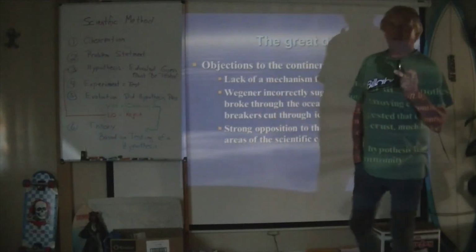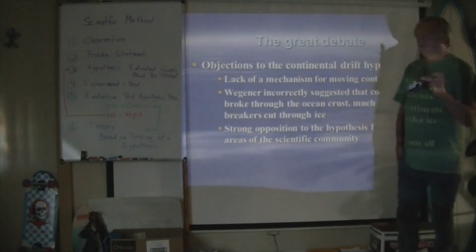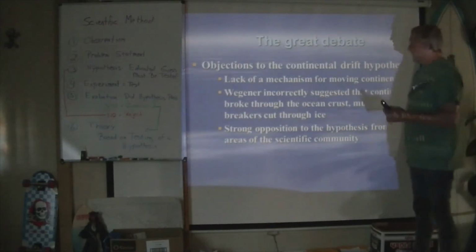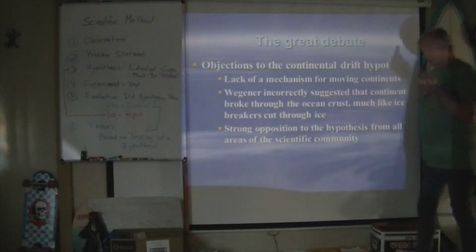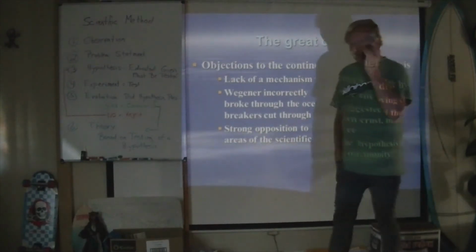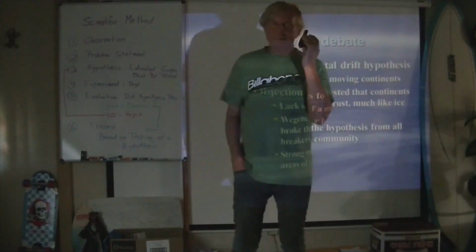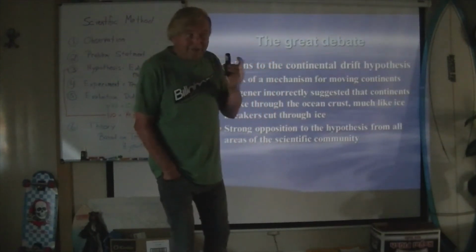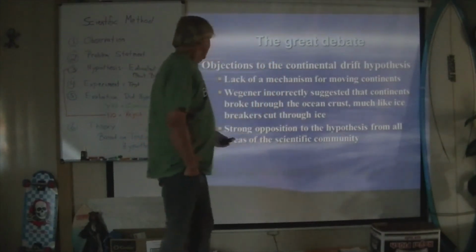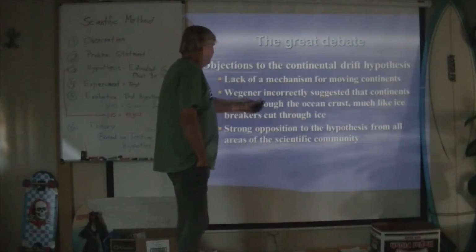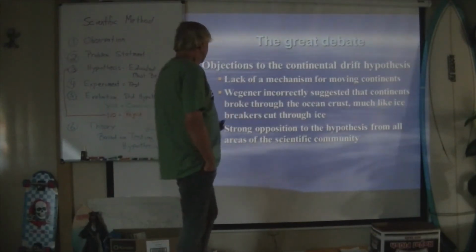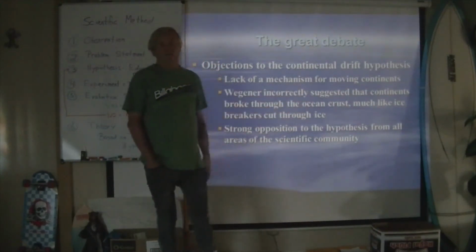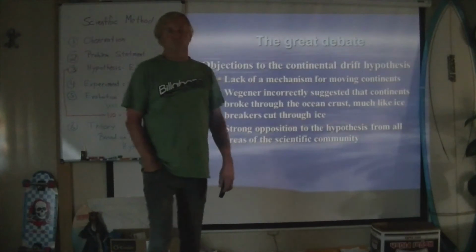And this was kind of the downfall of his whole treatise and his whole hypothesis. When he was asked, and I could just see how it probably went on that day, I mean, I could just see the ridicule that was going on in the background. So Alfred, how do these continents move? And he said, well, maybe they kind of broke through the ocean's crust, much like icebreakers cut through ice, and they drifted. And he was laughed at. His entire hypothesis was rejected.